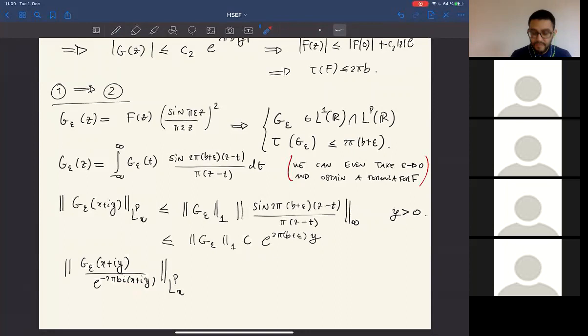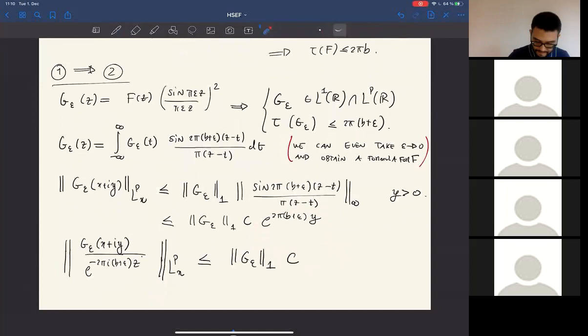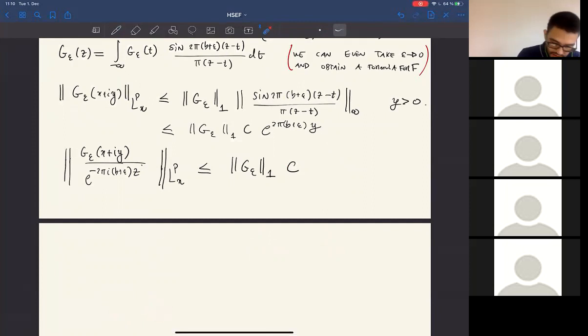So this guy here is just e to 2 pi i y, well, x in b, exactly b plus epsilon. So I can move this term to the inside of that integral and conclude that this is, in absolute value, less or equal than the G epsilon L1 norm times a constant, okay? Because this is exactly the term that will show up in here. Okay, so great. And then I can apply the same procedure for G star.